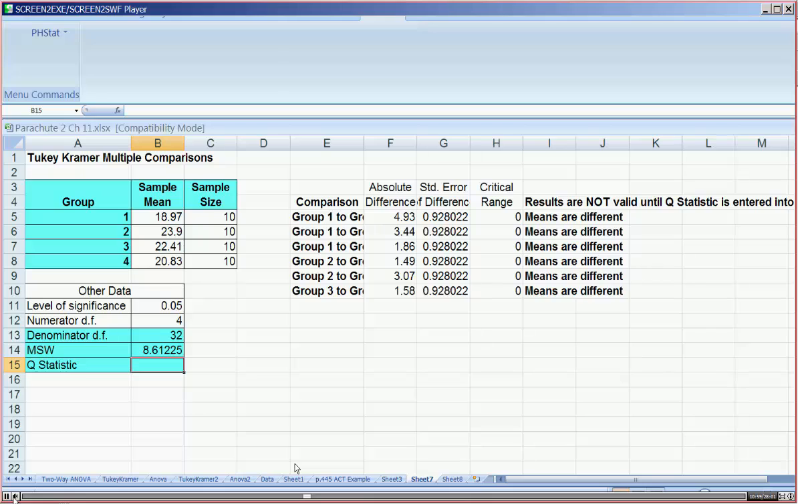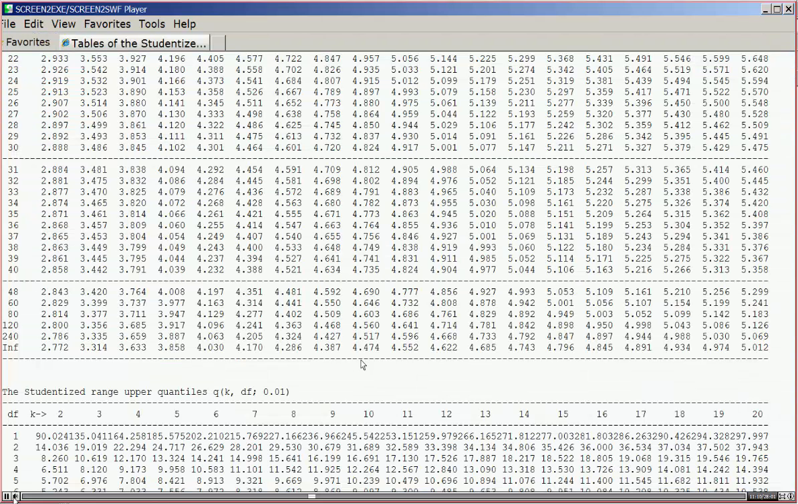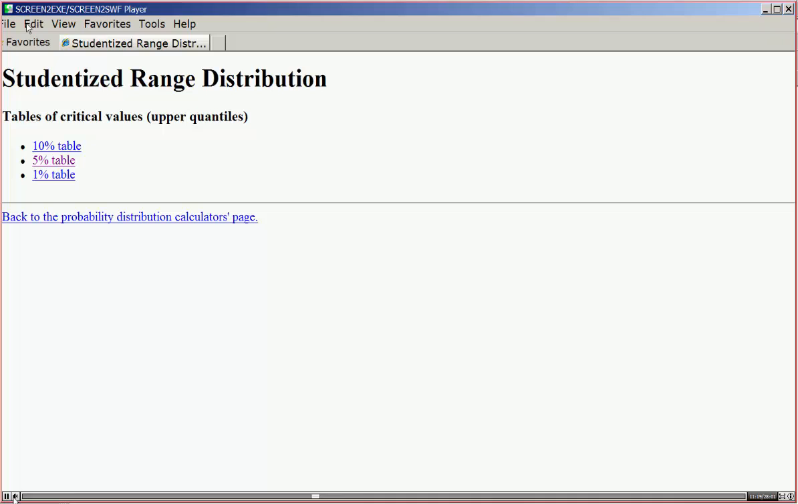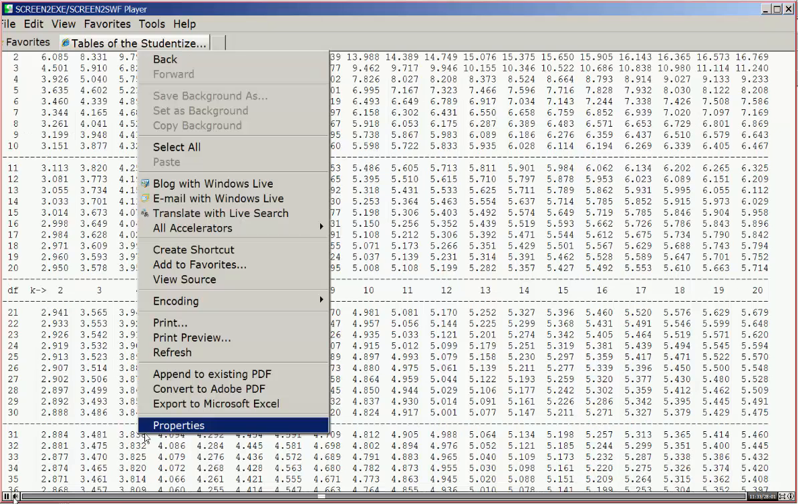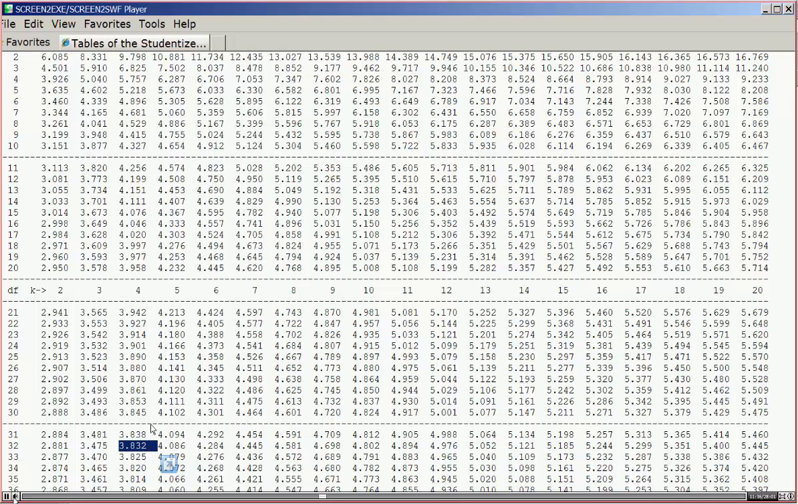For the Q statistic, we're going to check on the internet for 32 and 4 at the 5%, 0.05 level. Once again, we're using the same website, just to make sure that both videos have the same address, and we're using the 5% table. 32 and 4. 3.832.